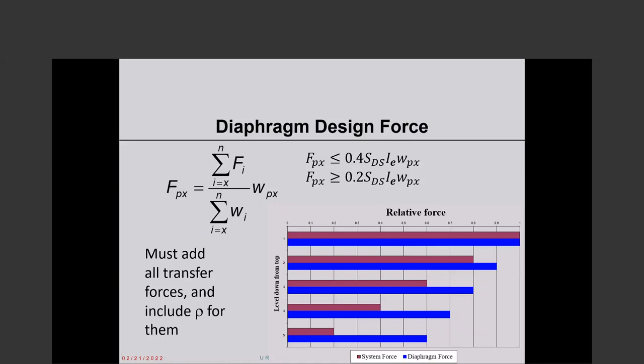Now, when you apply that formula, the diaphragm design forces at the various floor levels came out to what you see in blue. At the very top, there is no difference between F sub x and F sub px. That should be obvious from the expression. One level down, F sub px is larger than F sub x, and that is true of every level below.